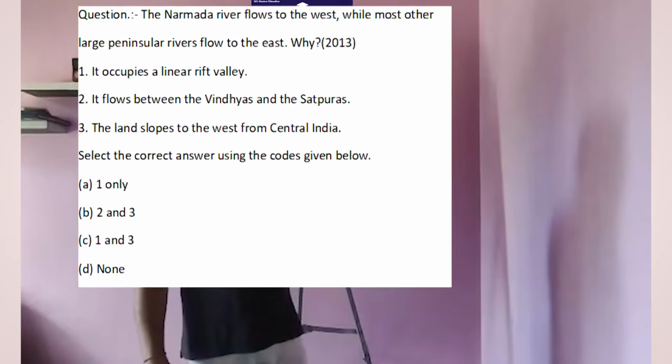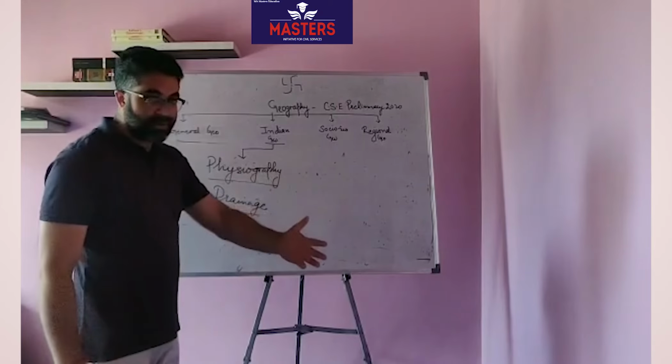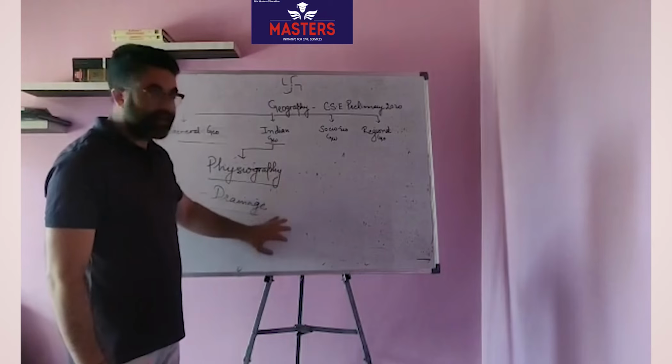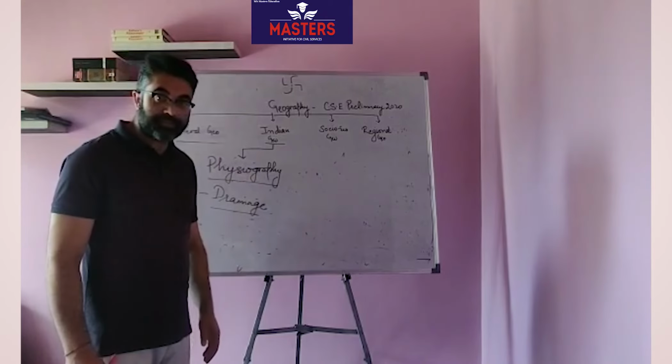So please read physiography and its relation with the drainage system. You should be able to understand this question. Yes, they flow through the rift valleys, right, towards the west. That's the only reason. There is no further reason that they are flowing towards the west. You can make out by this.